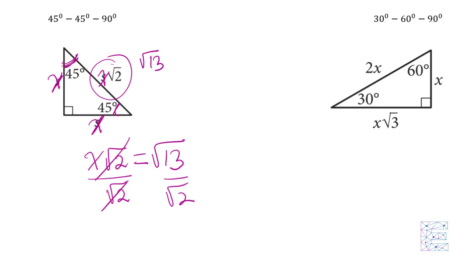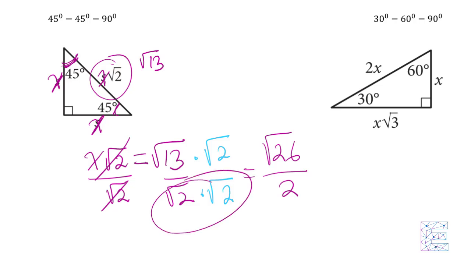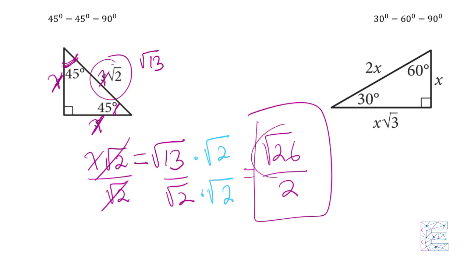However, since we're not allowed to have radicals as a denominator, we need to rationalize. We can't have this happen. So rationalizing simply means multiplying both the denominator and the numerator by the radical that you want to get rid of. And now the numerator becomes square root of 26 over 2, because any radical times itself is just the radicand. And this would be the end of the problem because we can't simplify this any further.